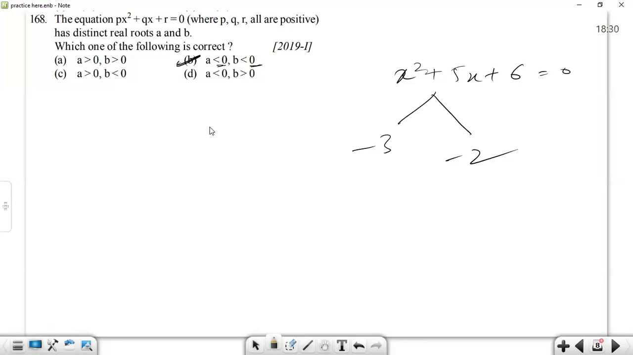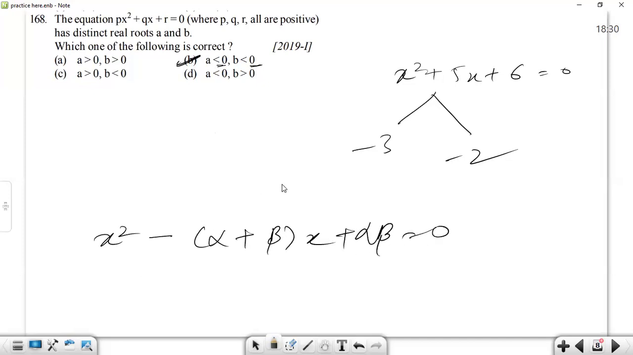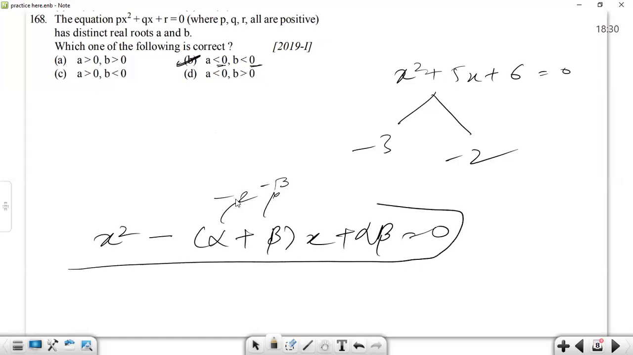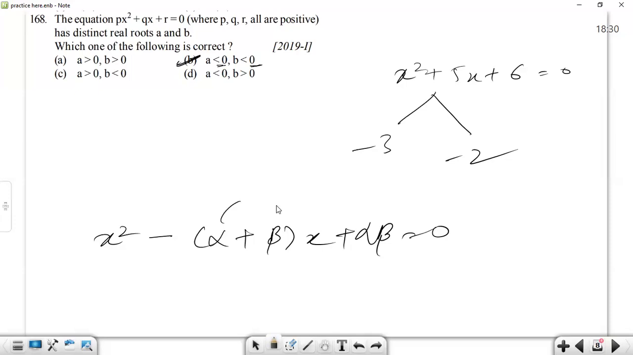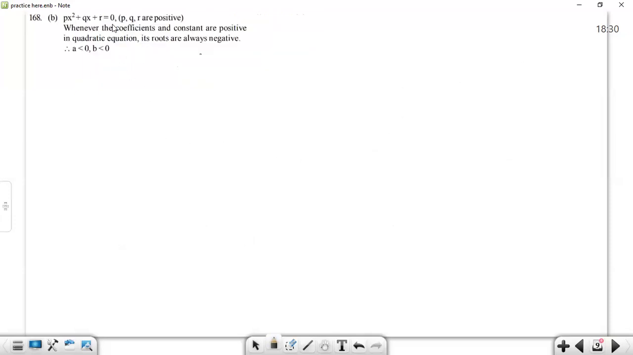Yes, sir. Understood? And please do use this formula alone. I've done it multiple times to make quadratic equations for you to solve. I just take two numbers and make a quadratic equation in this format. In this case, I have taken 2 and 3, minus of 2 and minus of 3. Please make use of this formula and formulate quadratic equations by yourself. Whenever the coefficients and constants are positive in a quadratic equation, its root is always negative.